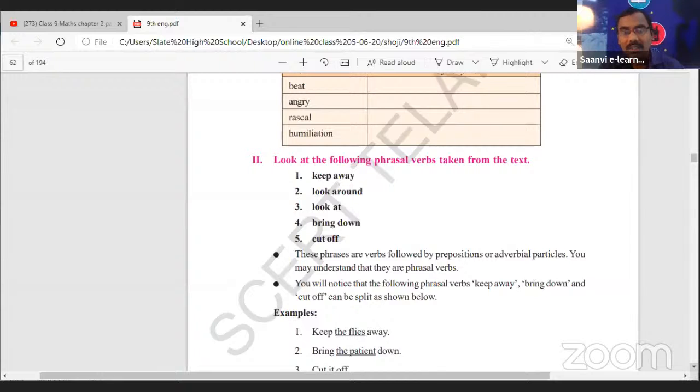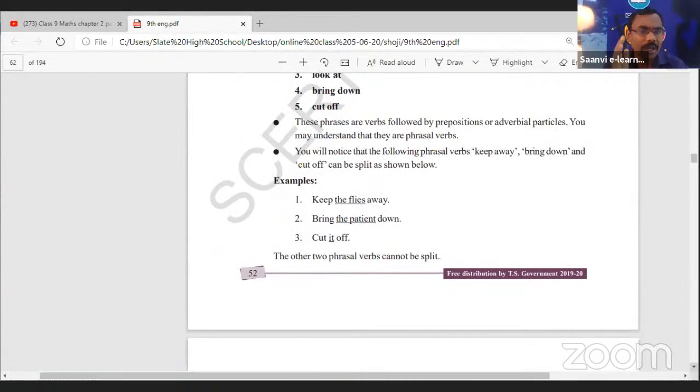These phrases are verbs followed by prepositions or adverbial particles. You will notice that the following phrasal verbs, keep away, bring down, and cut off, can be split as shown below. You need to learn a lot of phrasal verbs. You have to learn them by heart and use them whenever you speak, because native speakers of English use a lot of phrasal verbs in conversation. Suppose I tell you a sentence like, the match has been called off. What do you think the meaning of called off is? Called off means cancelled.